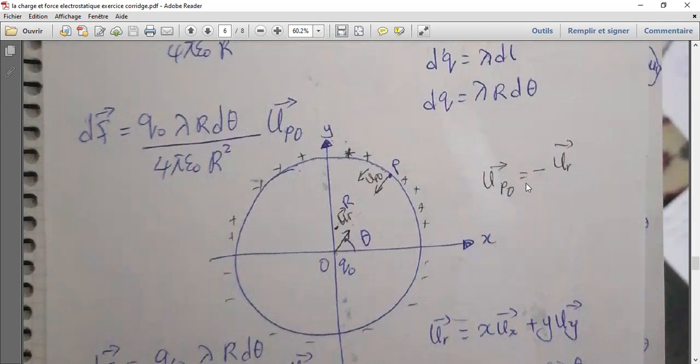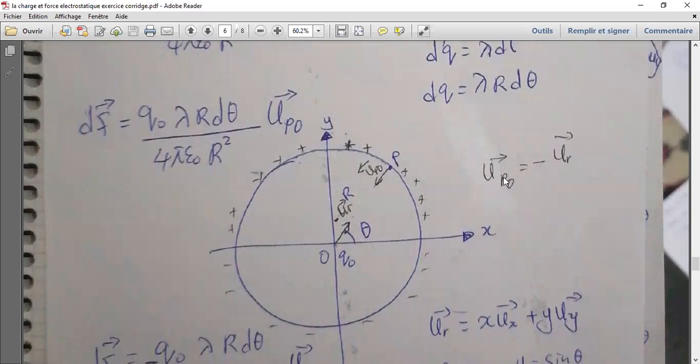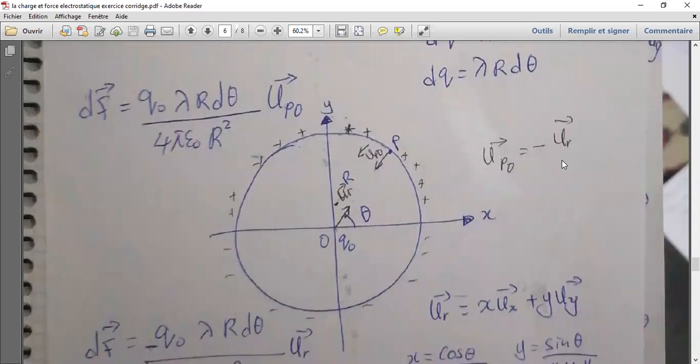So here I'm introducing my knowledge of polar coordinates in order to calculate the force. I want to define it in terms of the radius. That's why I have to change it to the vector UR, which comes from the center going outside, the opposite of the vector PO. That's why I've written UPO is equal to negative UR. This is the step which you have to know.